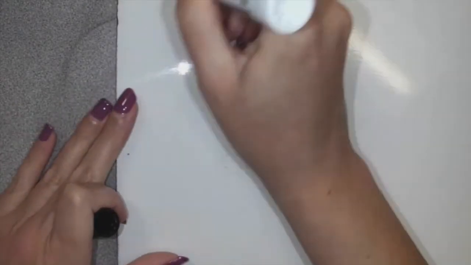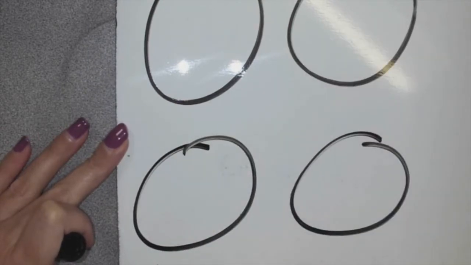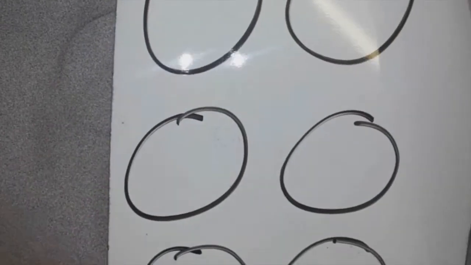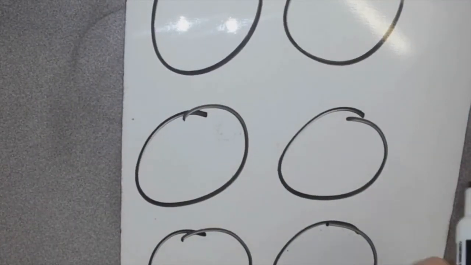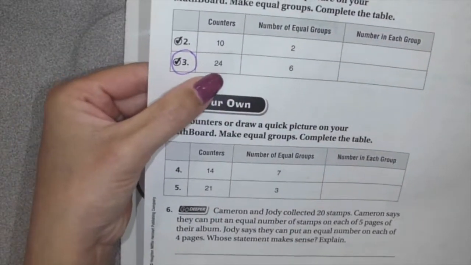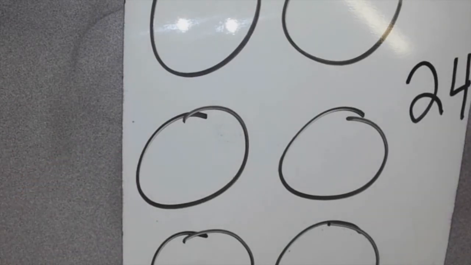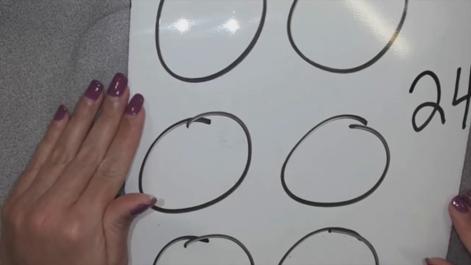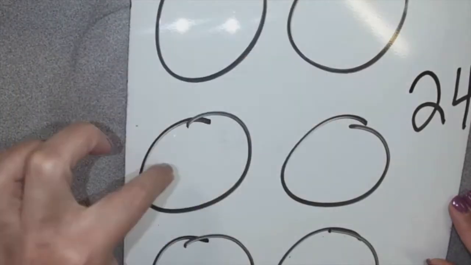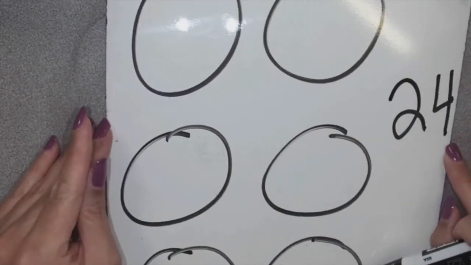So first things first, let's draw 6 groups. 1, 2, 3, 4, 5, 6. Okay, so I'm drawing 6 groups. All right, and remember, the total number is 24. Okay, I'm going to write that right here so I can remember. So what I'm going to do, instead of using counters this time, I am going to draw circles, smaller circles in each group. I'm going to draw 1 in each group until I get to a total of 24. I'm going to stop at 24 because that is our total.